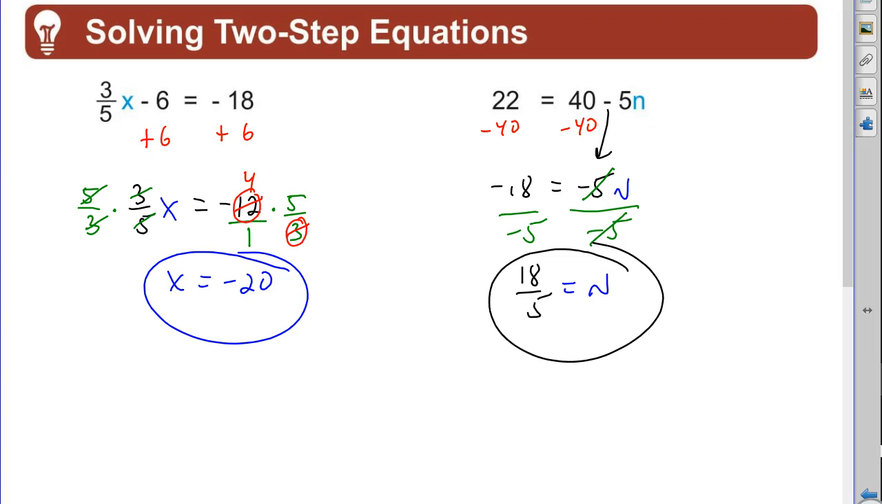Two-step equations. Remember, when quantities are both added to and multiplied times the variable, move the quantity added first, except in a few special situations.